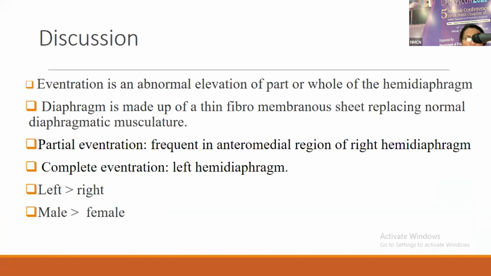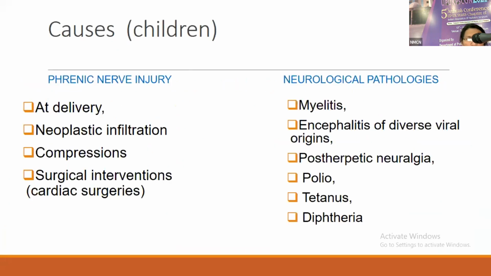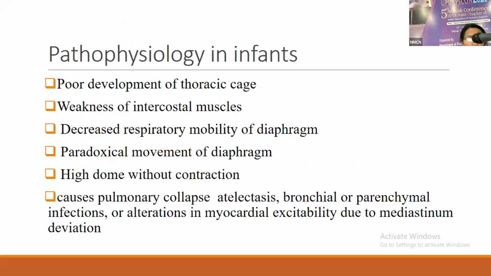So eventration may be complete or partial. Partial eventration involves a part of the diaphragm, mostly it is right-sided, and complete eventration is mostly left-sided. Causes can be phrenic nerve injury due to many causes, or neurological causes due to myelitis, encephalitis, neuralgia, tetanus, diphtheria.